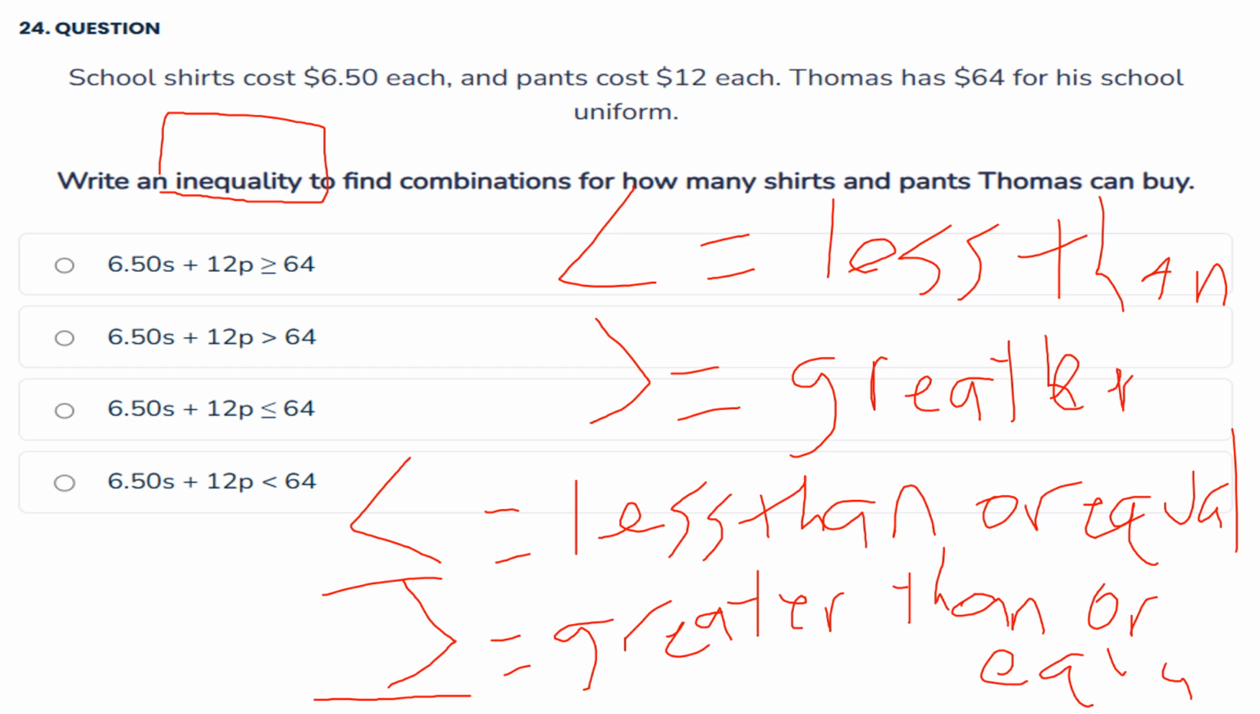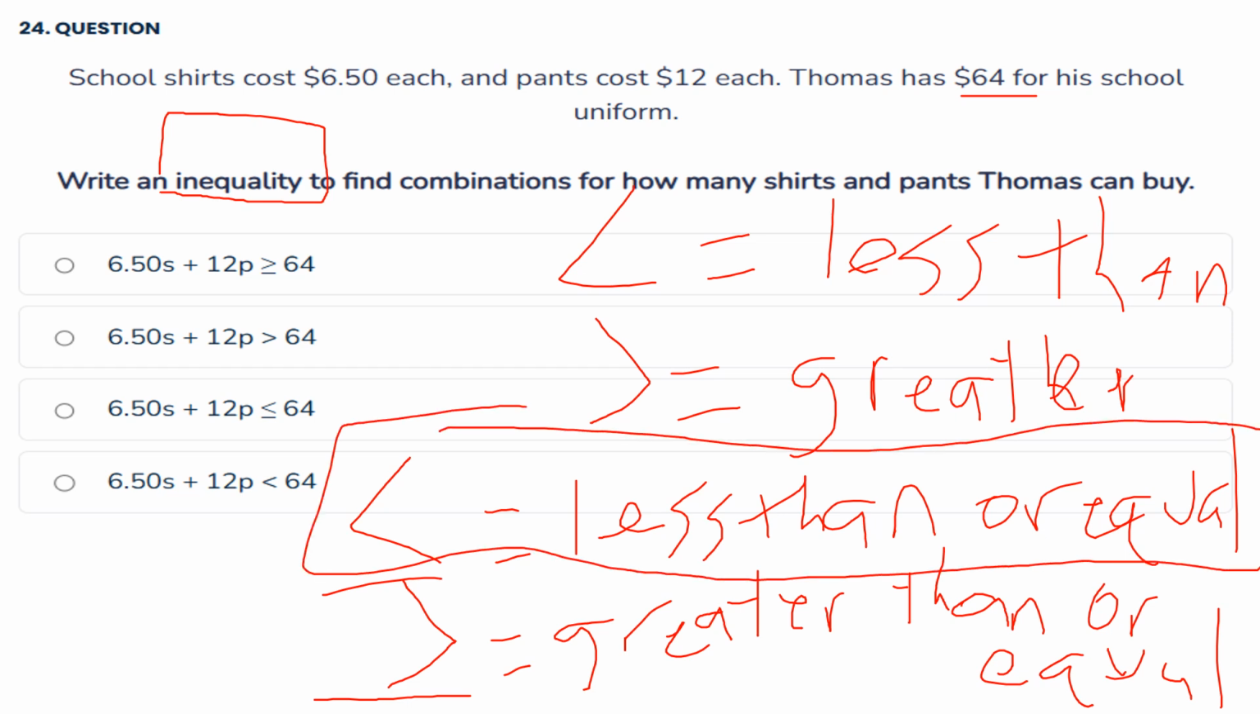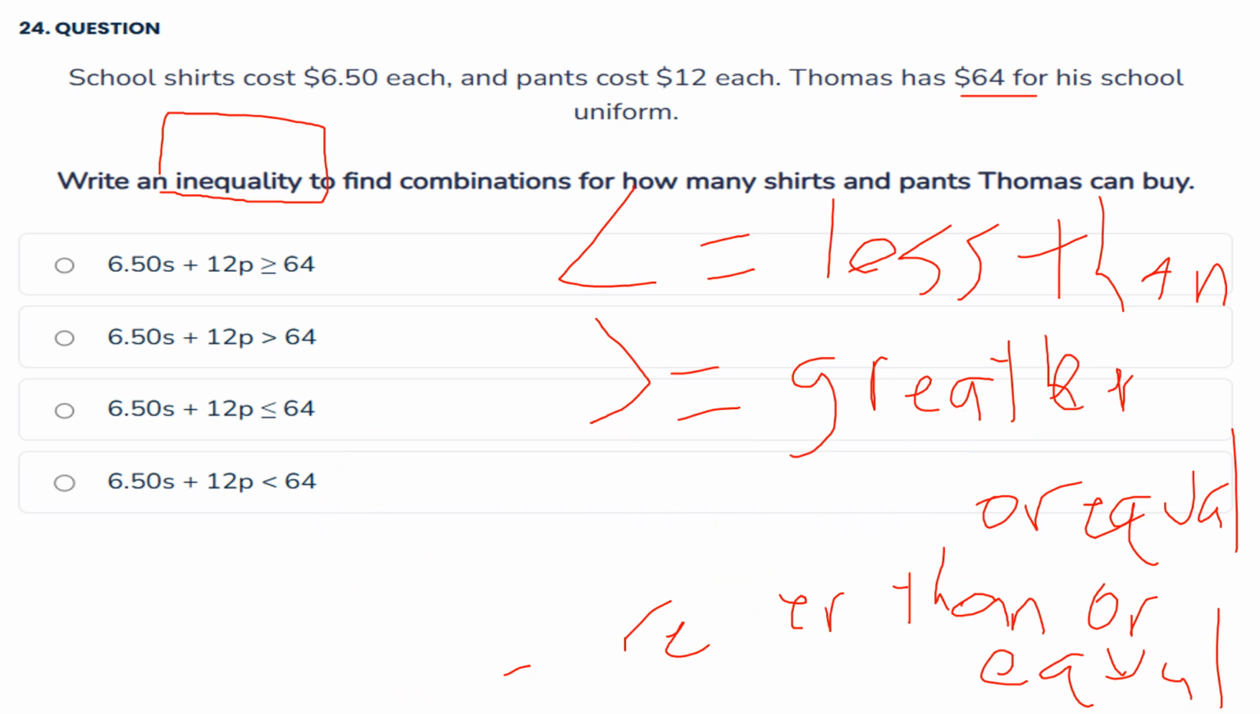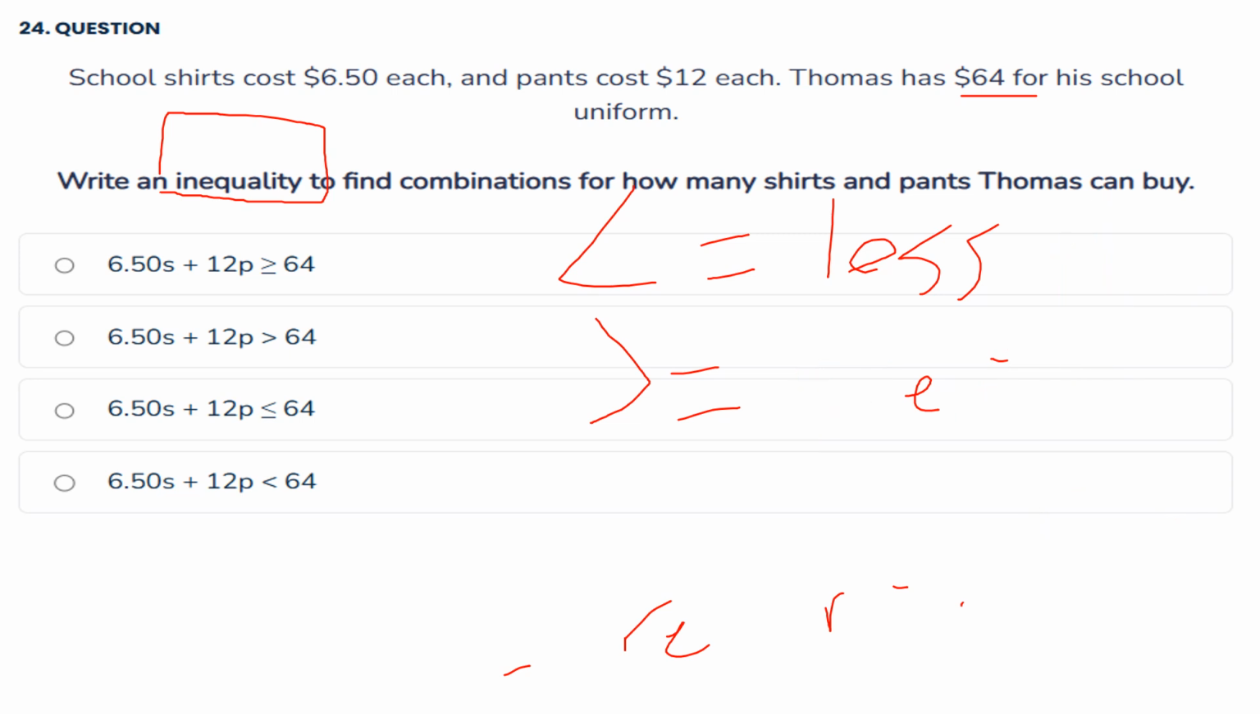All right, so now that we know that, we know that he has $64 and we know he can't go over $64. So he has a total of $64 to use for his uniform. So whatever combination we come up with has to be less than or equal to $64. So we're going to use this inequality, less than or equal to. Now we can go ahead and eliminate a couple of these answers here.